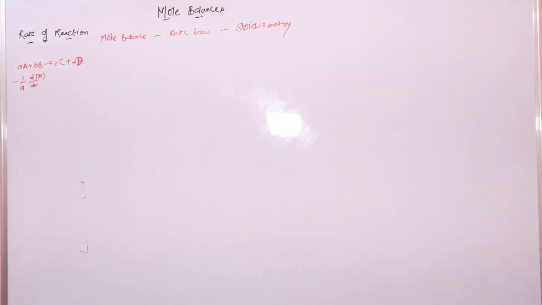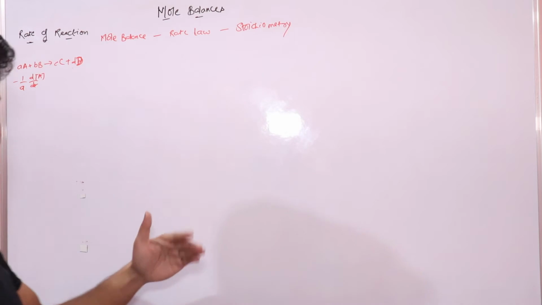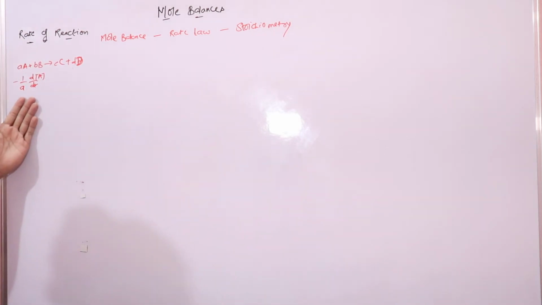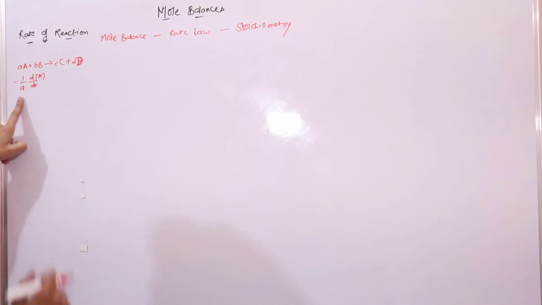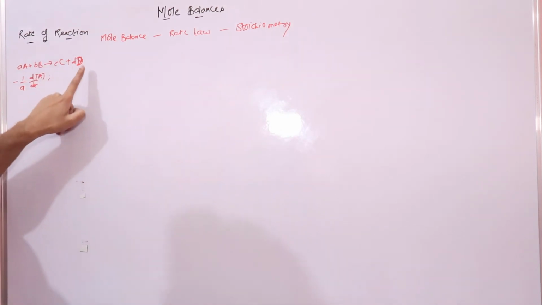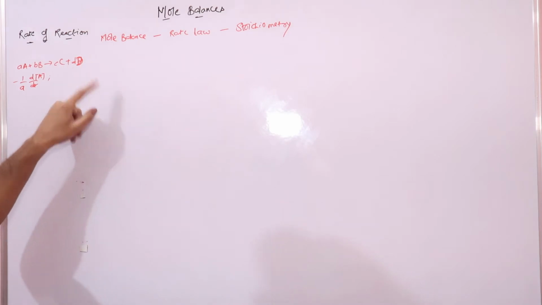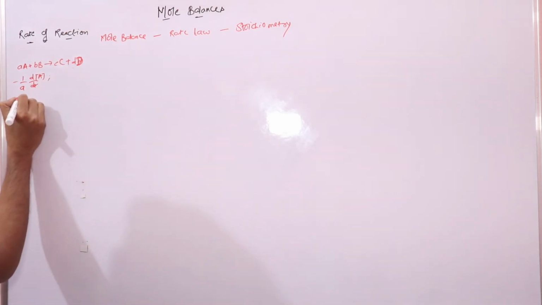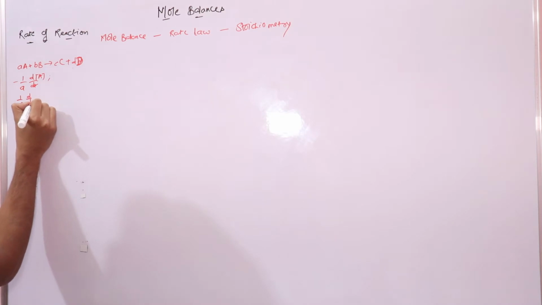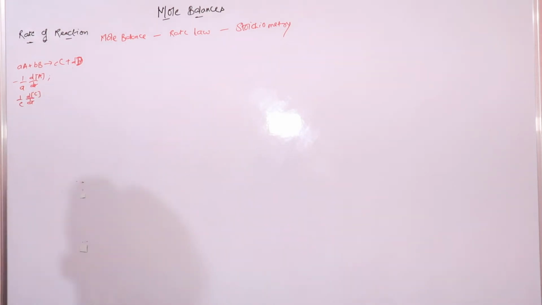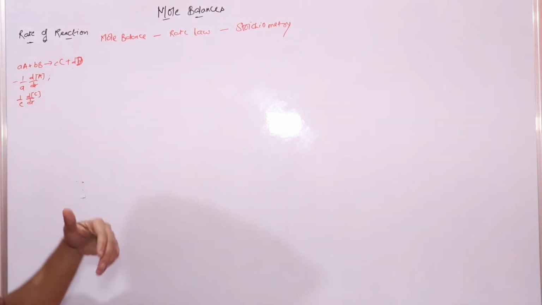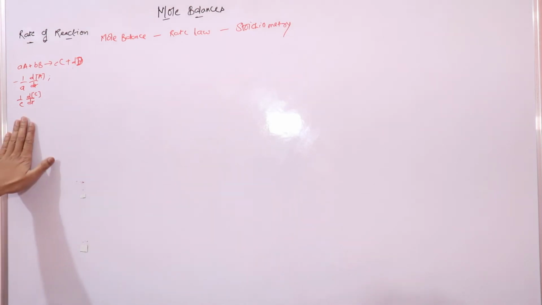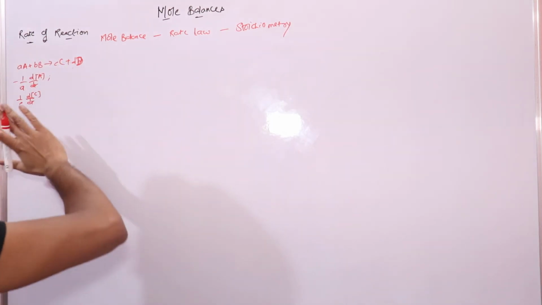And why do we put the negative sign? The negative sign shows that the concentration of reactant is going down. So this is how we will define the rate of reaction in terms of stoichiometric coefficients. If we want to define the rate of reaction in terms of product, it would be 1 upon c, d[C] upon dt, the concentration of C. Here notice I have not put the negative sign because the concentration of product is increasing. So you can relate your stoichiometry to this.